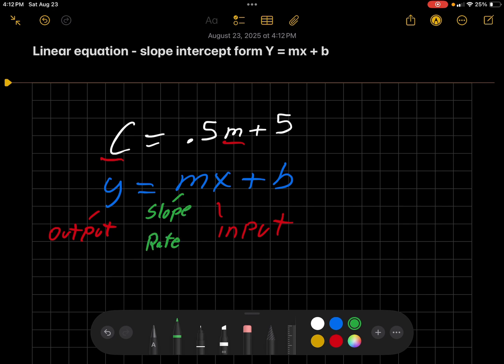So in this case, the rate is 50 cents per mile, and b is our y-intercept. So you can kind of think of this as a starting point. So before we start driving, we have to pay that $5 activation fee.